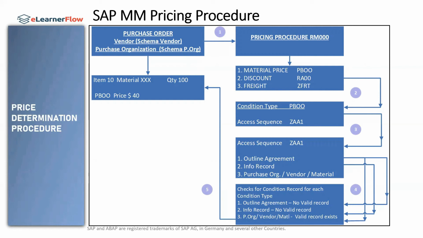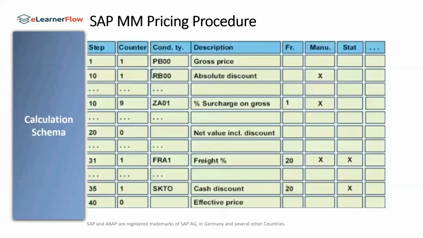Similarly, for the next condition, it goes through a similar loop and identifies the price and then populates it to the relevant condition type. So the system continues till all the condition values are populated. The next step is the calculation. The calculation, if you see, is based on the calculation schema.